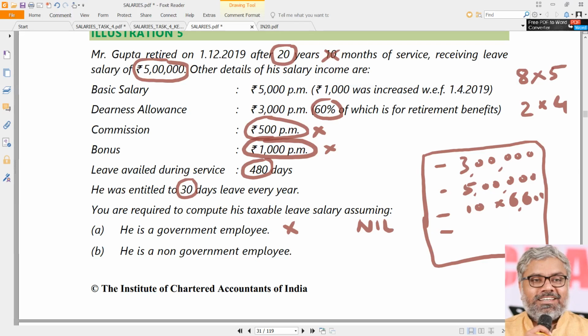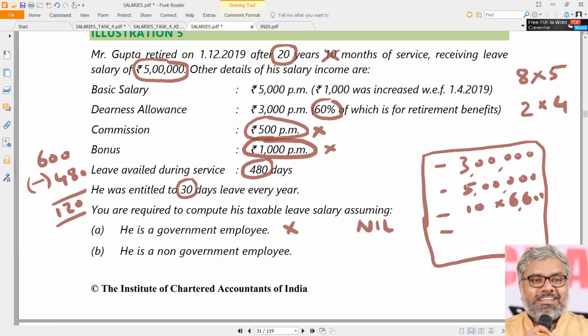For that purpose, first we should know how many number of days he is entitled to, and then we should know how many number of days he has availed. So how many years has he served? First of all, 20 years he has served. Each year 30 days of leave he is entitled to. 30 into 20, that comes to 600 days of leave. How much leave has he availed already? That is given in the question. 480 days he has availed already, which means 120 days of leave is to the credit of the employee.